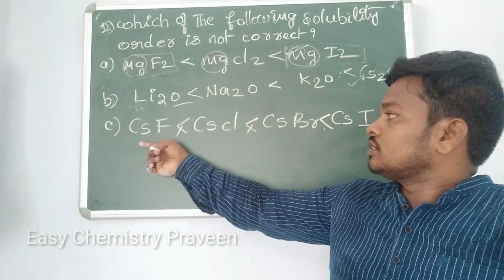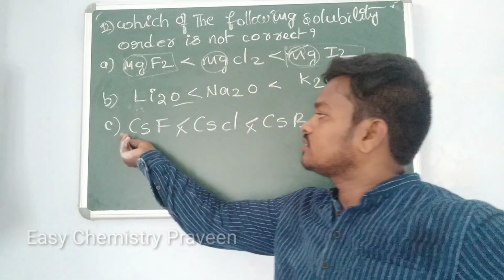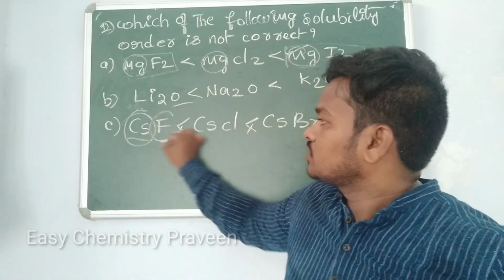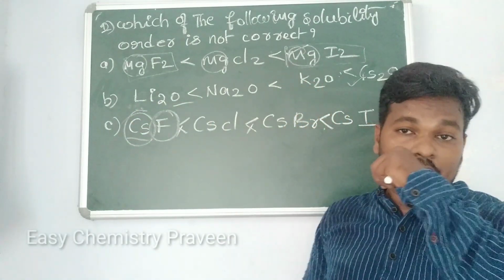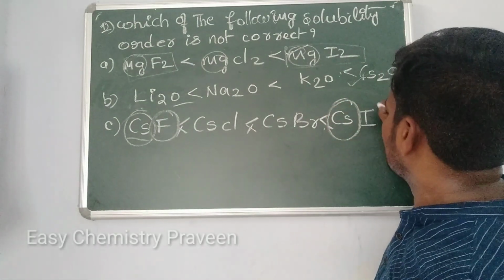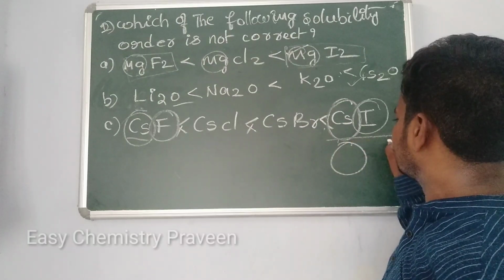Next one: cesium fluoride, cesium chloride, cesium bromide and cesium iodide. Of course we know that cesium has a large size, and fluorine has a small size due to the more nuclear charge. Here at the end point, you can see cesium and iodide are both large in size.